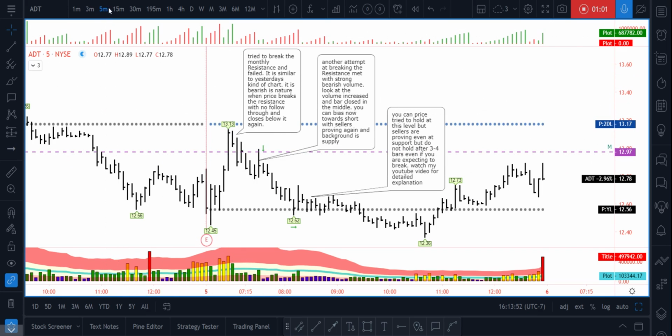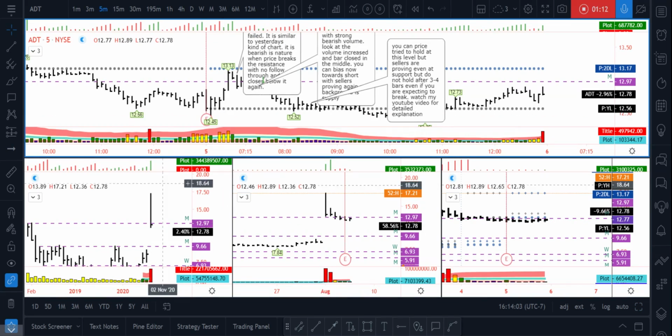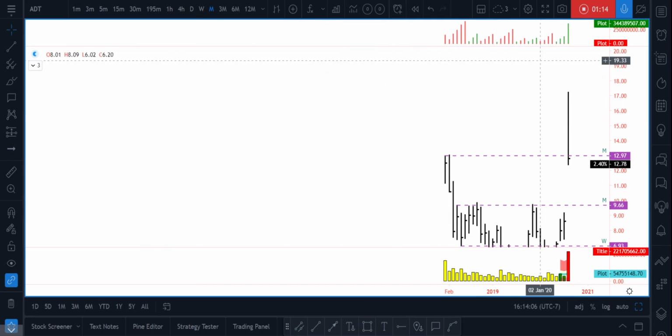You can see this is a 5 minute chart, and as it starts going up, there is this monthly resistance. Why did I say monthly resistance? If I go to my monthly chart, as you can see, from February 2019 when it started trading, for 2 months it could not break it, and that's why I put it as monthly.